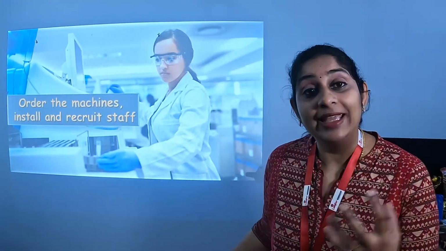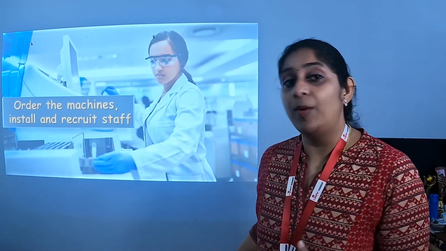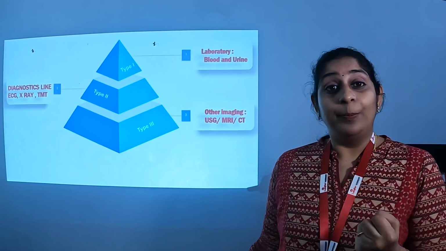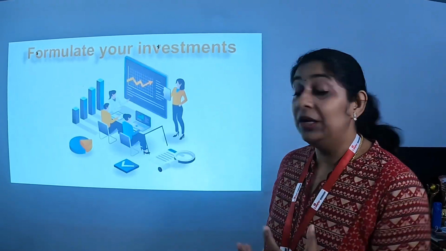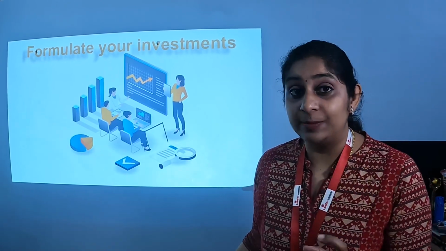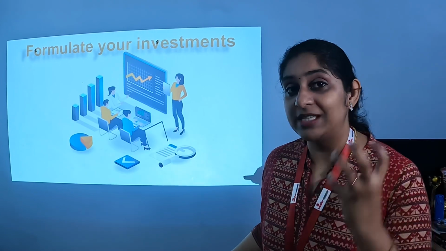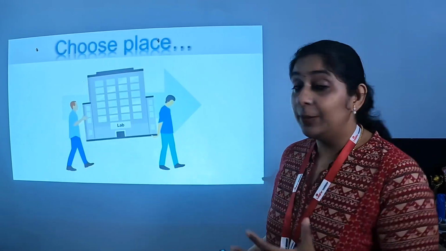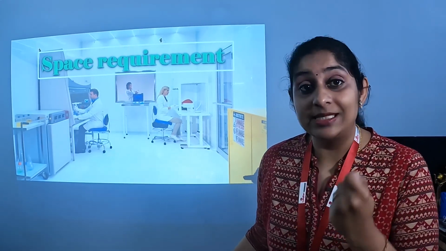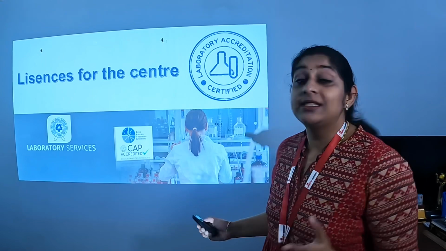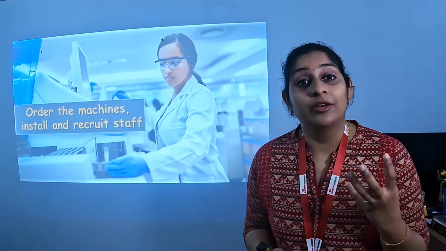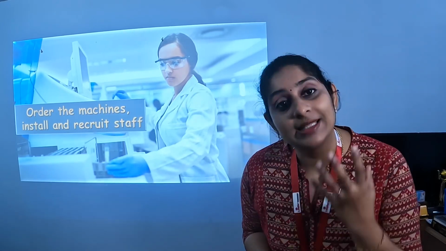Now I would like to recap the most important 6 points of establishing a diagnostic center. The first is the type of center you want to establish. The second is your investment plan, and you have to stick to that investment plan, keeping in mind the type of center you're going to establish. The third point is choosing the place, and the fourth point is the area requirement for your center. The fifth point is licensing, and the sixth point is choosing the right machine at the right price and the right services you're going to give through your establishment.